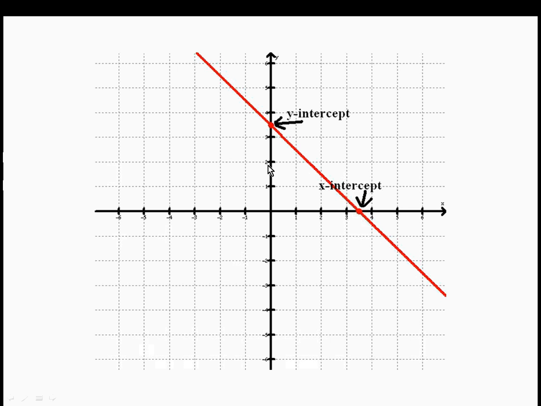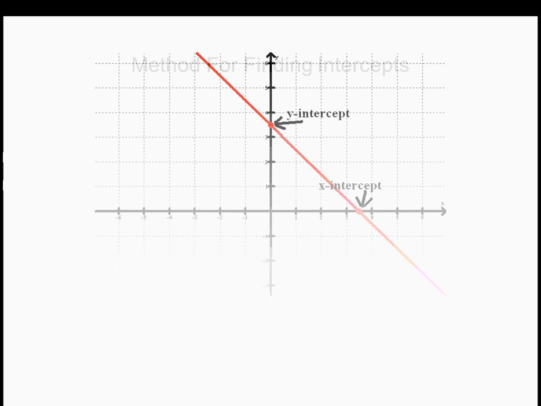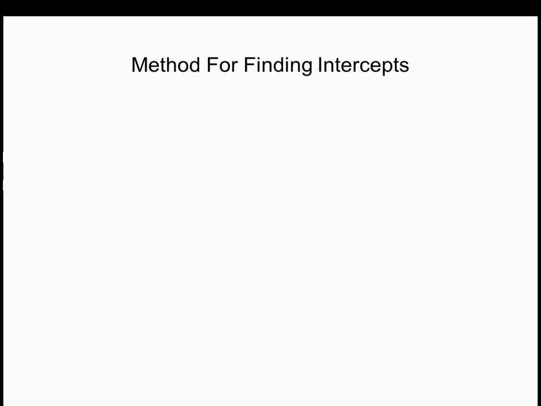So this is how you find them when the picture is drawn. You just find where you're crossing or touching the axes. How do you do it algebraically? So, the method for finding intercepts.